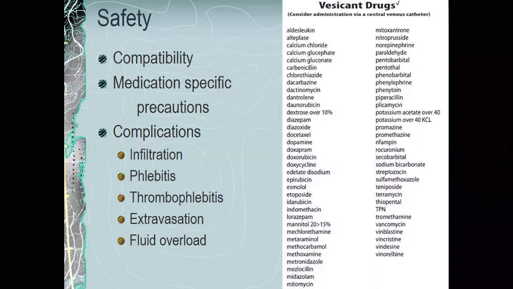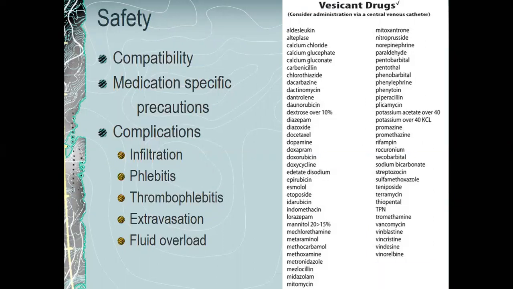First is going to be infiltration, when you have fluid going into the tissue around it. Phlebitis is going to be, remember, itis is inflammation, so it's going to be inflammation of the vein. Thrombophlebitis is going to be inflammation of the vein caused by a blood clot there.